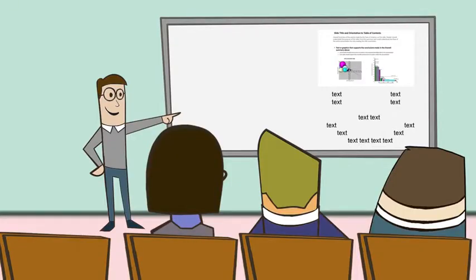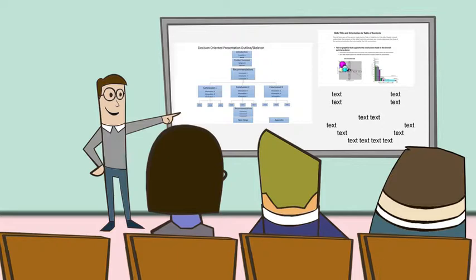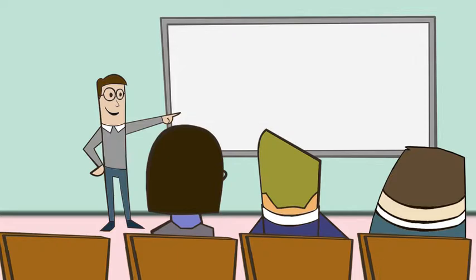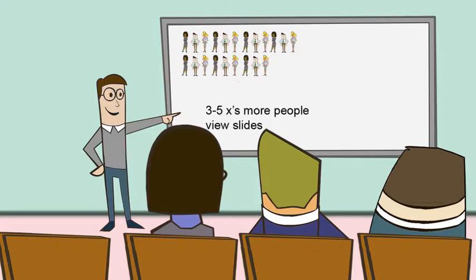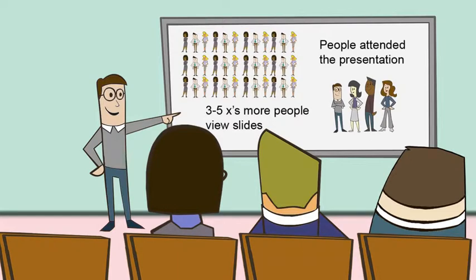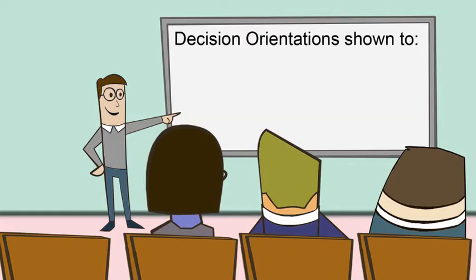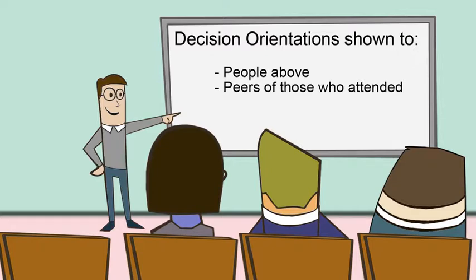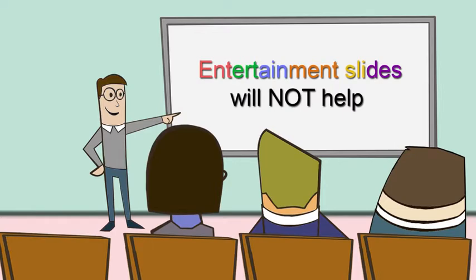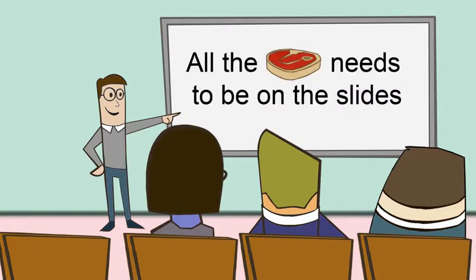Some of you may want to understand why there is so much text or graphics on the slides. This is because 3 to 5 times more people will view these slides than attended the actual presentation. This is true both of decision presentations and impact presentations. Decision-oriented presentations are shown to the people above, the peers of those who attended, and the people below them that work for them. If you use slides that are entertainment slides, it will not help those who are not at the presentation. All of the meat needs to be on the slides.